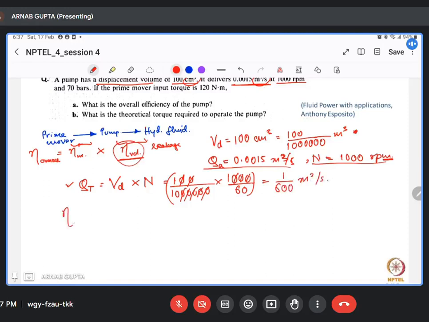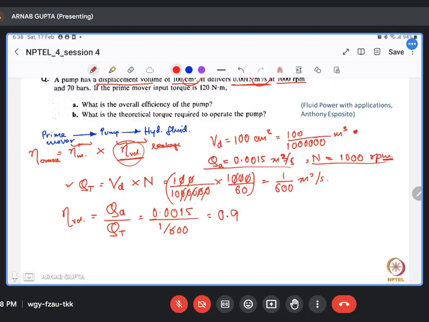Now, here comes the volumetric efficiency. That is nothing but actual discharge by the theoretical discharge. So that is 0.0015 divided by 1 by 600. So 0.0015 multiplied by 600 will give me 0.9. So basically, it's 90%.